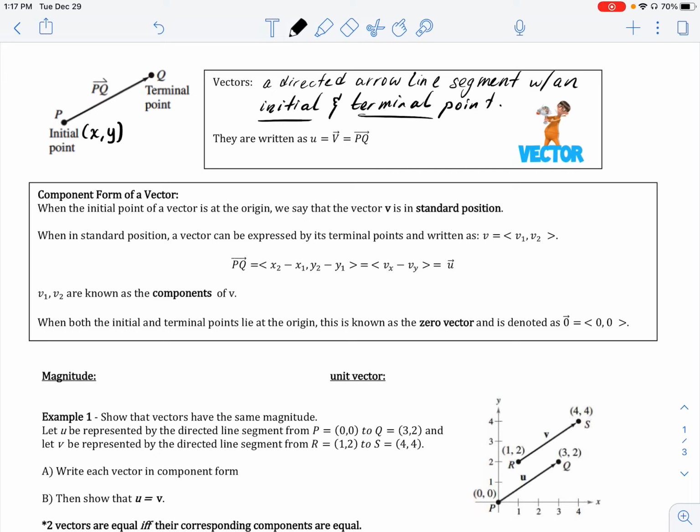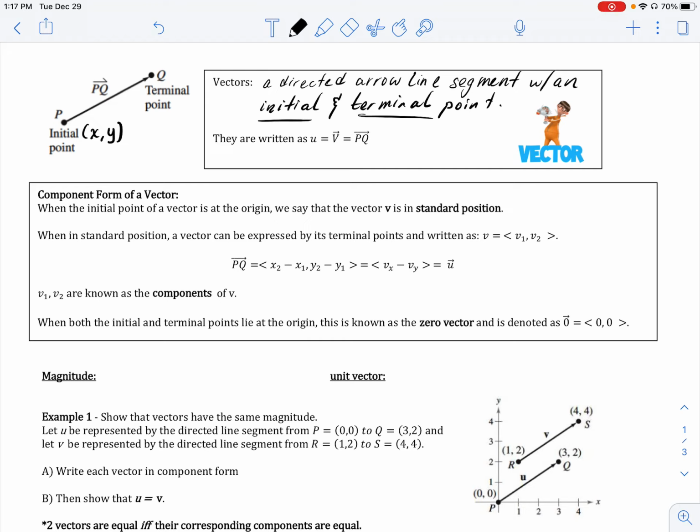In this video, I want to introduce the idea of a vector. And a vector is a directed arrow line segment with an initial and terminal point. And what a vector is trying to show are two things. One, it's trying to show its direction, where it's moving or where it's going, and also its magnitude, or the length of its vector, or how far it has traveled.